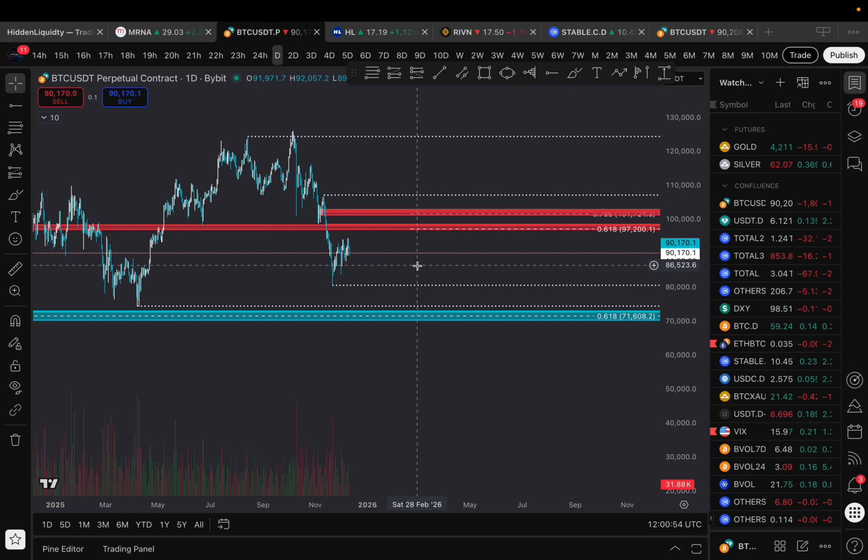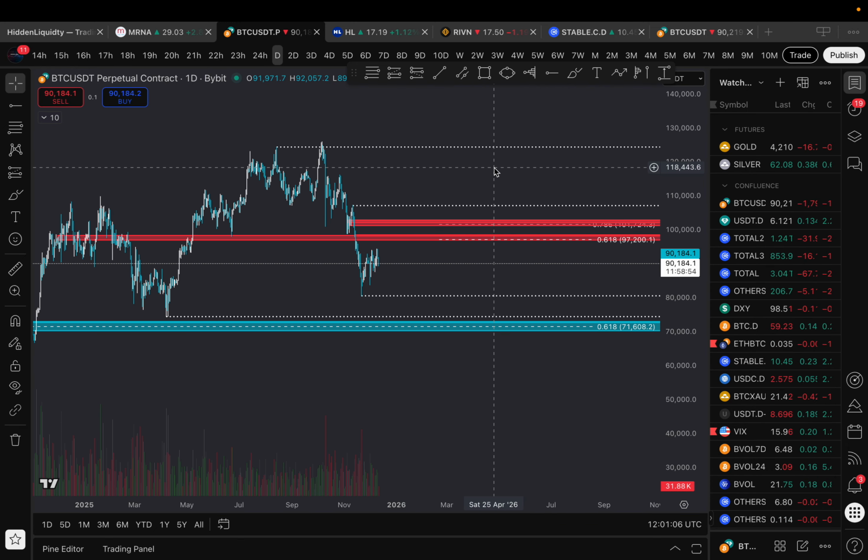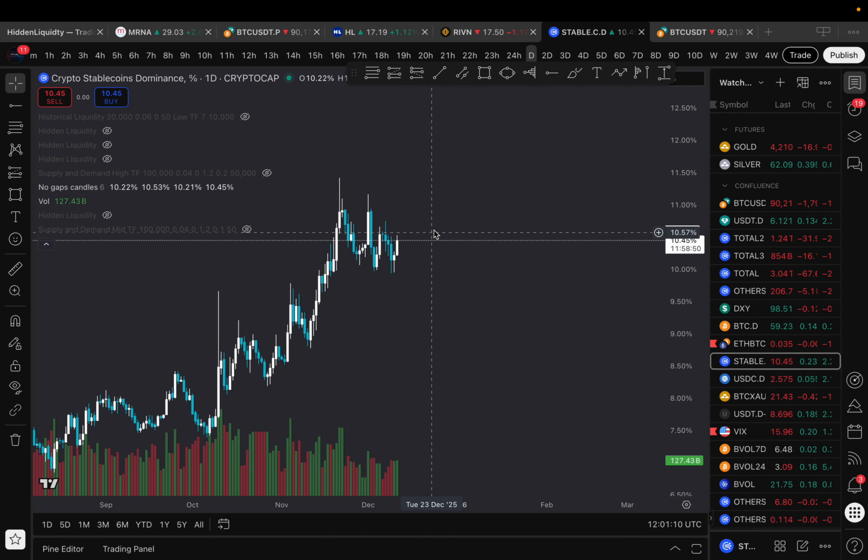So what am I going to check? I'm going to check USDT, TOTAL2, TOTAL3, TOTAL, maybe also the others chart. But since these charts are already used and have lots of levels, I'm using the stablecoins dominance chart because it's blank, right?